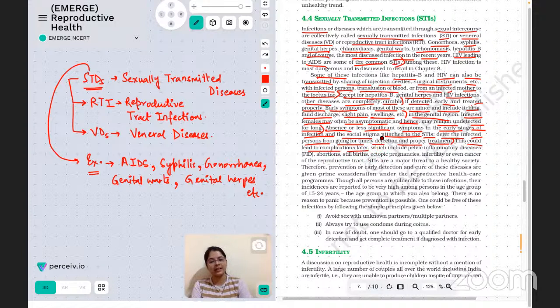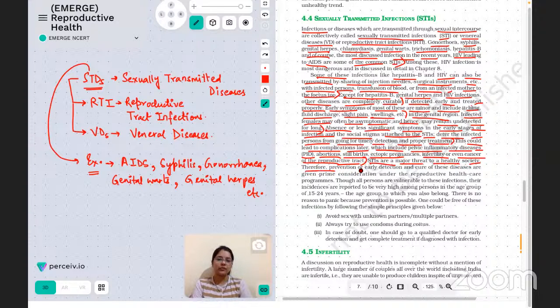Simply put, if early detection doesn't happen, it will create complications later, which include pelvic inflammatory diseases, which is PID, then abortions, stillbirths, ectopic pregnancies, infertility, or even cancer of the reproductive tract. So these can cause cancer also. STIs are a major threat to a healthy society. Therefore, prevention or early detection and cure of these diseases are given prime consideration under the reproductive health care programs.